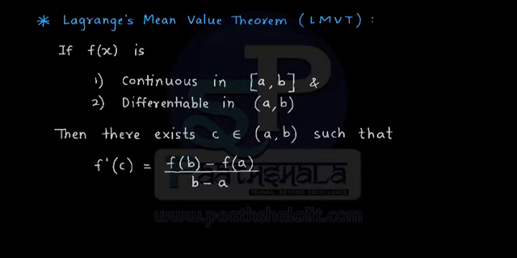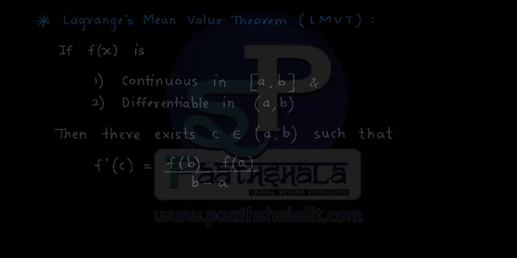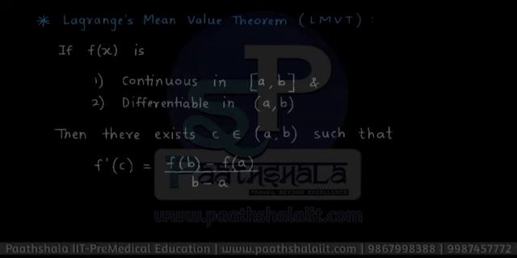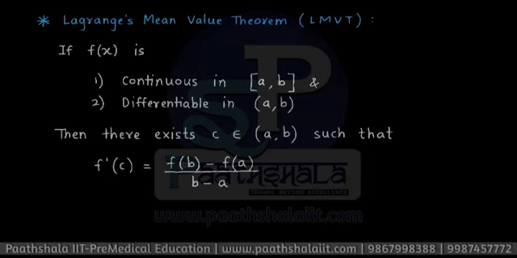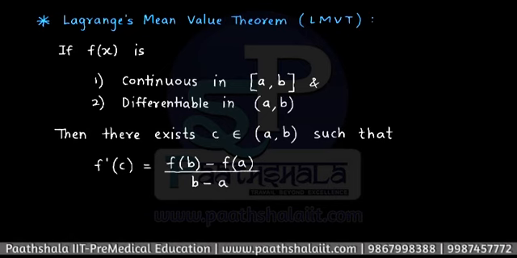Now let's go ahead and learn a more generalized version of Rolle's theorem, which is called Lagrange's mean value theorem, or LMVT in short. It states that if f of x is continuous in the closed interval a to b and differentiable in the open interval a to b, then there exists some value c in the interval a to b such that f dash of c is equal to f of b minus f of a whole upon b minus a.